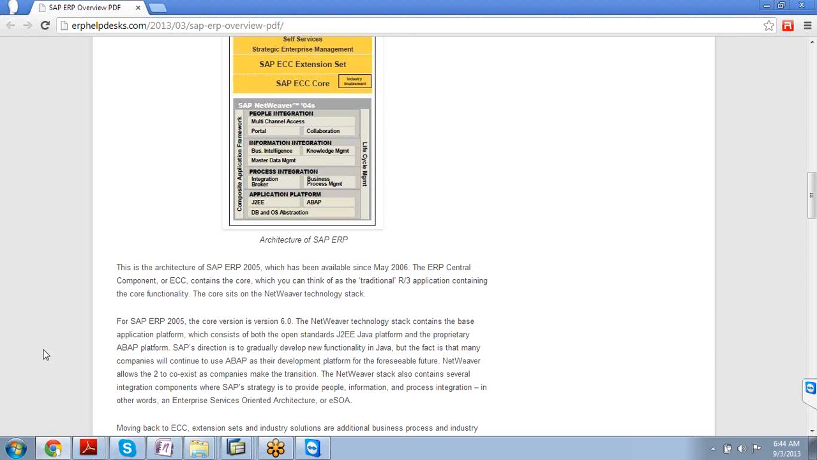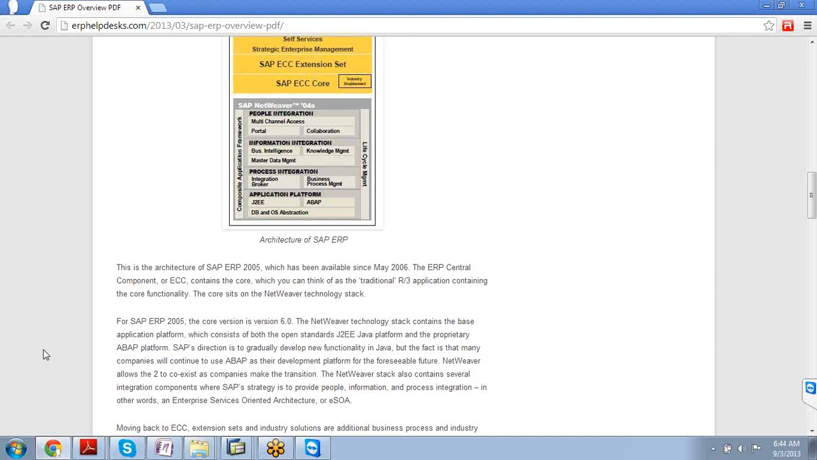Then come to process integration. We use SAP BPM, Business Process Management, for the BPM part. Then the integration broker uses SAP PI. PI means Process Integration. Earlier they used to call it XI. Now we call it PI.